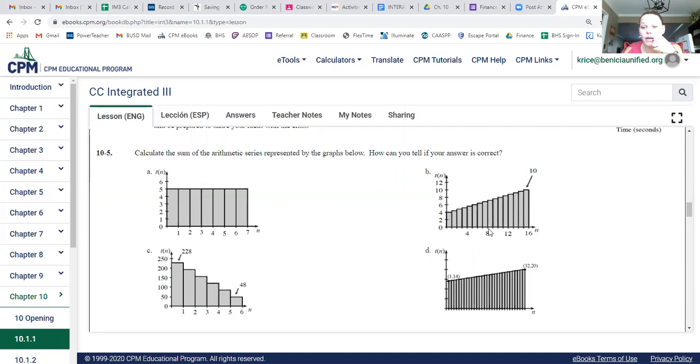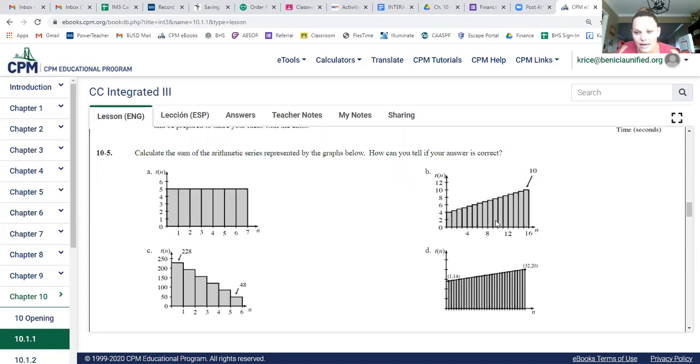So my rectangle would be 8 wide, but how tall would it be? So the first stair here was 4. This last stair, when I turn and rotate it, was 10. So now it would be 14 tall. So for B, it would be 8 times 14.